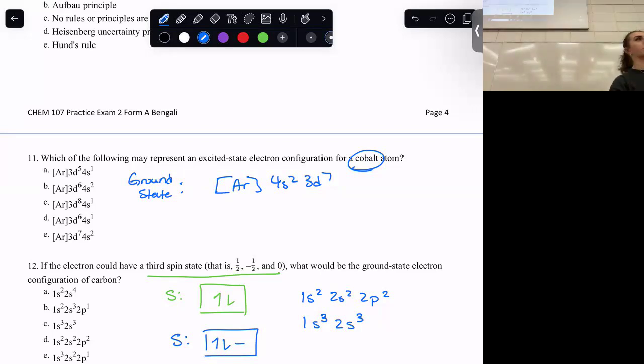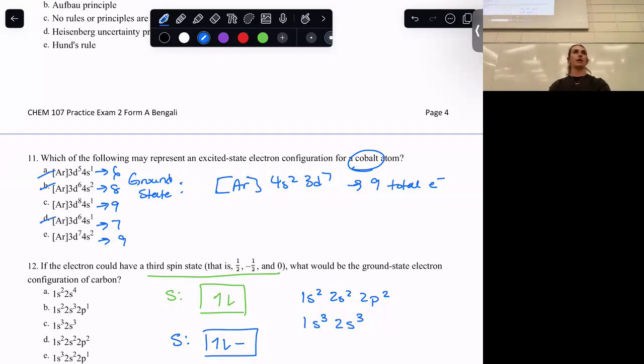So how many total electrons do we have outside of the argon? We have 9 total electrons. How many total electrons does A have? How many does B have? How many does C have? How many does D have? 7. How many does E have? 9. So what can you remove right away? A, B, and D, right? An excited state means we have the same number of electrons, just at a higher energy level. What is E? E is ground state, so that can be removed right away, and you have C.